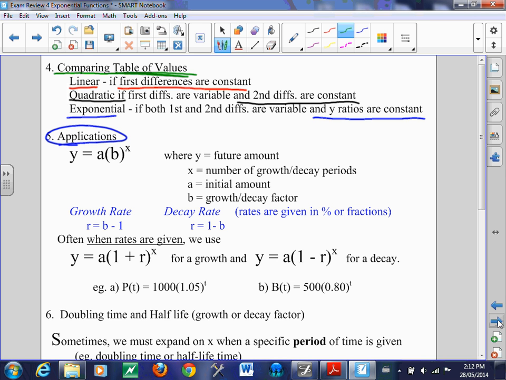Okay, so we use the formula y equals a b to the x, where y is the future amount or your end population if you want to talk about that. X is the number of growth or decay periods, could be number of years depending on what we're talking about. A is your initial amount and B is your growth or decay factor. So just remember that your decay factor is different than your rate. Okay, and here's the relationship between the two, if it's a decay rate or a growth rate.